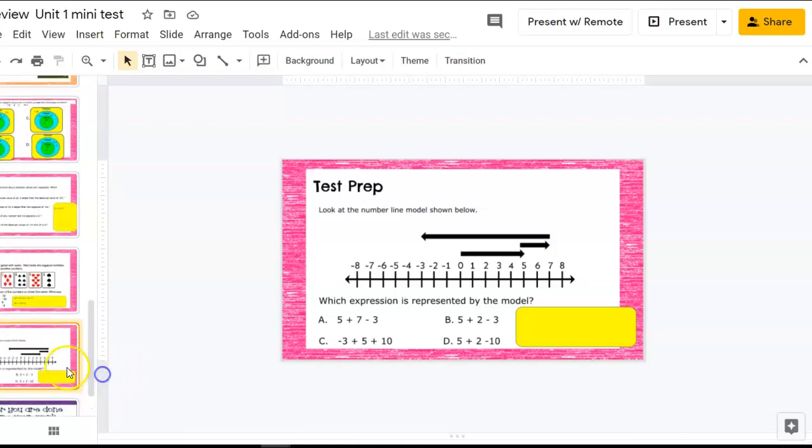Okay, so on this slide, they are asking you which expression. The first line, I go from 0 to 5, so I know I'm adding 5. So it can't be this one. Then I'm adding 1, 2, 3.